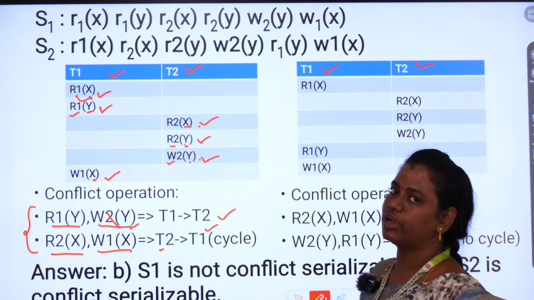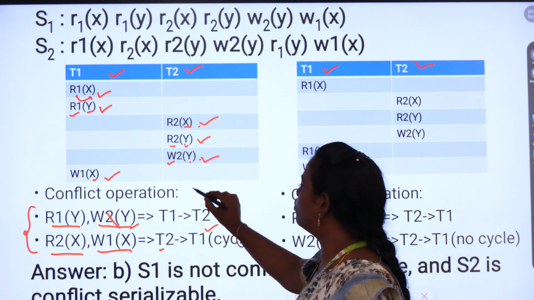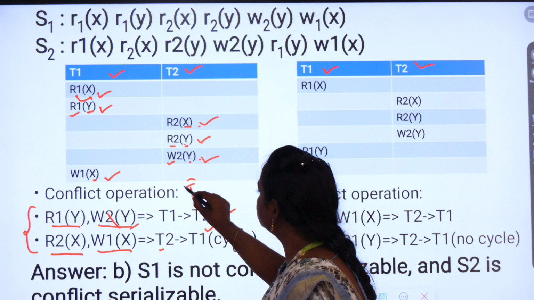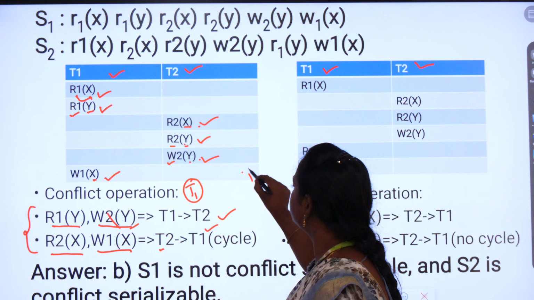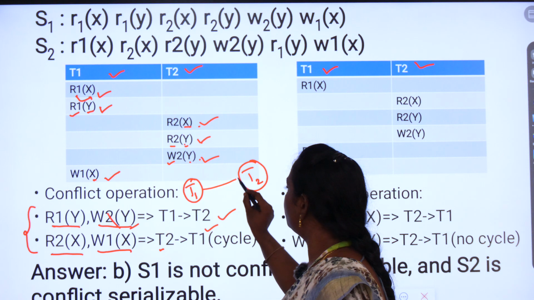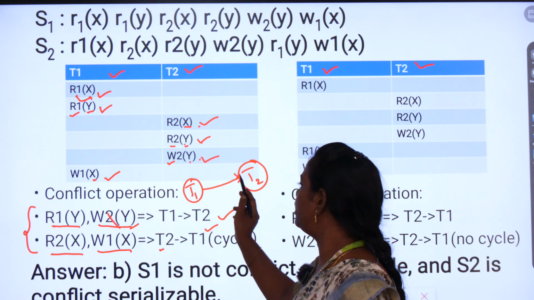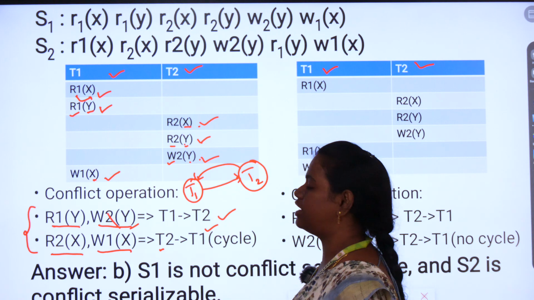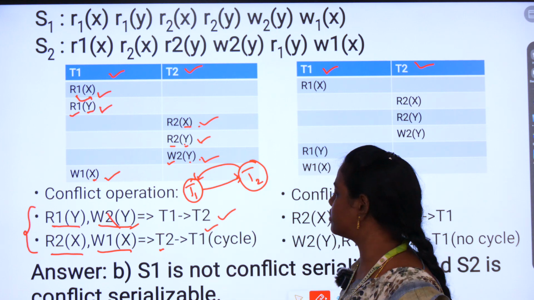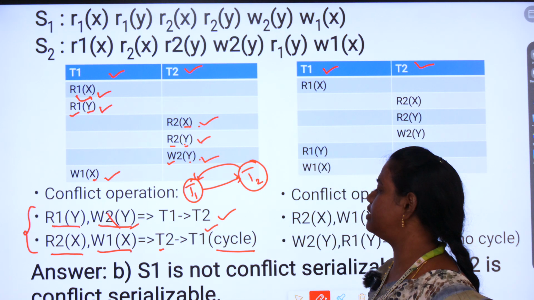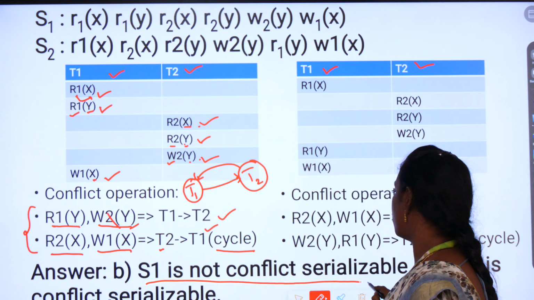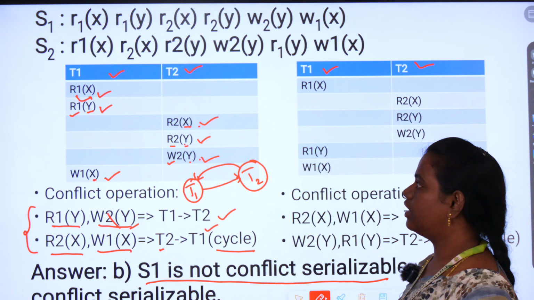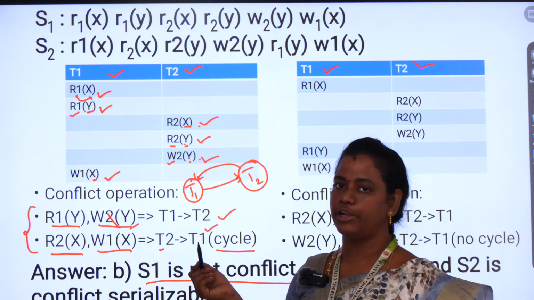Okay, now we are going to draw a precedence graph for this. The total transactions involved in this schedule are two transactions, that is T1 and T2. So from T1 to T2 there is an edge, from T2 to T1 there is an edge. So here it forms a cycle. So it forms a cycle means S1 is not conflict serializable. Okay, so next we are going to check for schedule 2.